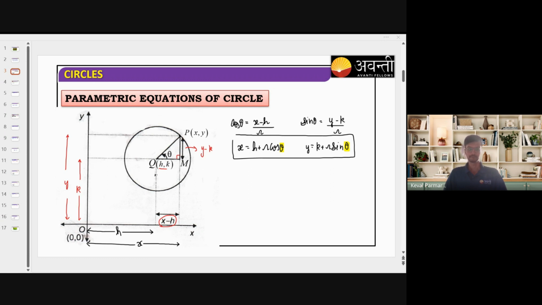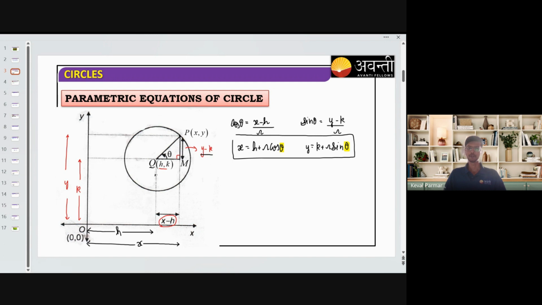Just a second. We'll go through it once again. These are the parametric equations. What is meant by parametric equations? Parametric equation means x and y are given in terms of a parameter. And in this case, the parameter is theta. You can see this right angle triangle PQM. We have the opposite side PM as y minus k and QM as x minus h. I hope you understood it.